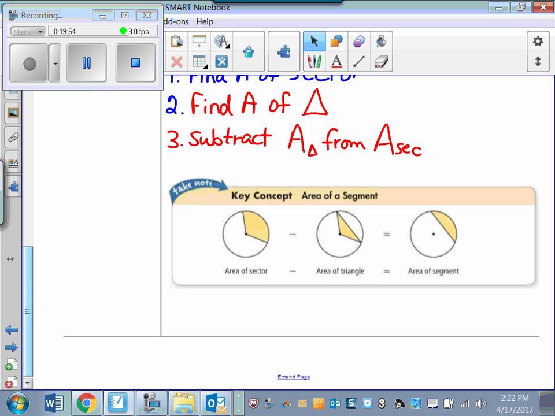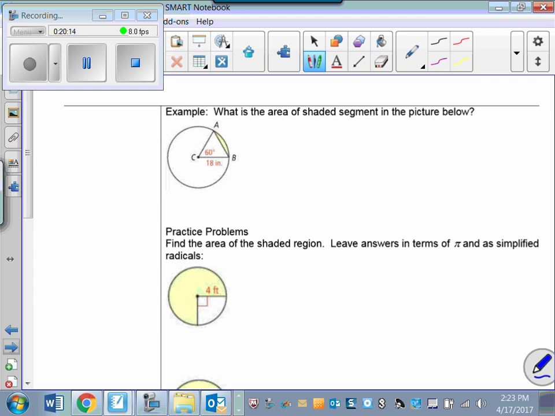And there's a little key concept note that I posted for you right there that says the same thing I just told you. So what I think I have here is one problem to do with you and then a whole bunch of practice for you to do. And I apologize, this is a long lesson. Sometimes that's just the way it goes. Sorry. So let's do this example together and then you're on your own to get the rest of these done.